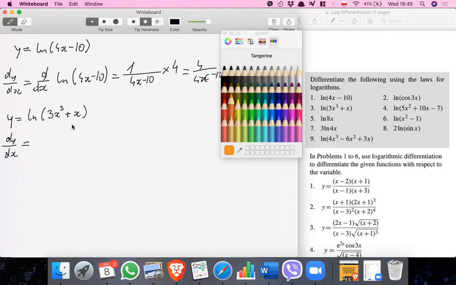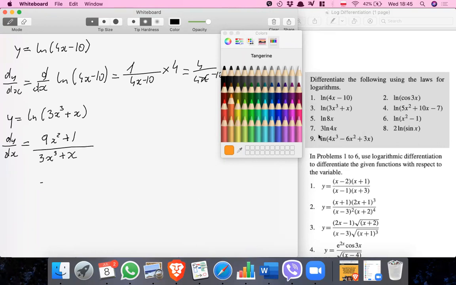So again, taking the derivative of the inner function, that's 3 by 3, which is 9x squared. The derivative of x is plus 1. And below the line, we just rewrite whatever is in the natural log, which is 3x cubed plus x. And that should suffice for this particular example.